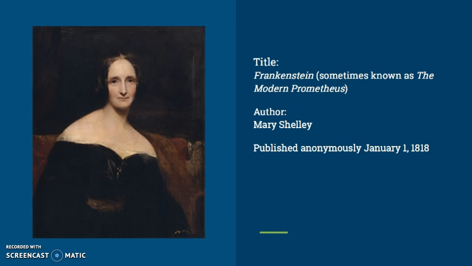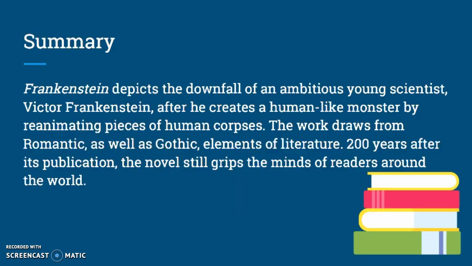Shelley wrote it first as a short story, and then, with Lord Byron's encouragement, turned it into a full-length novel, which was published anonymously in 1818 and published with her name in 1823. Frankenstein depicts the downfall of an ambitious young scientist, Victor Frankenstein, as he creates a human-like monster by reanimating pieces of human corpses. The work draws from romantic as well as Gothic elements of literature. 200 years later, after its publication, the novel still grips the minds of readers around the world.